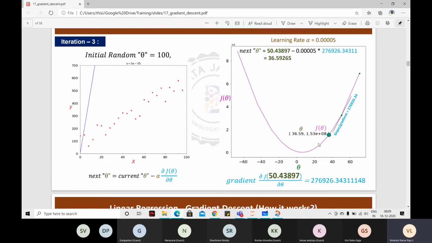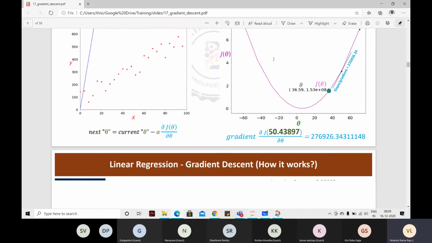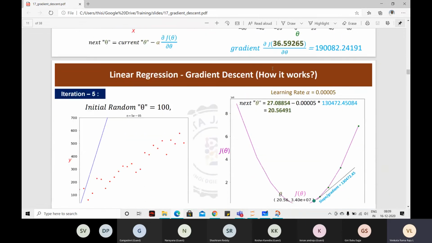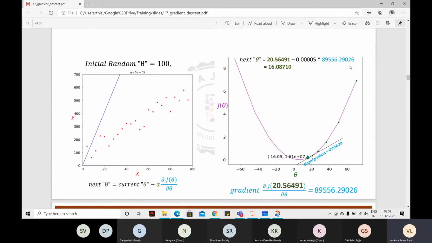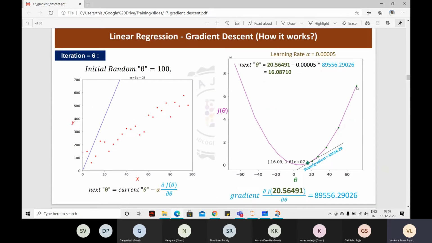Again, it became 36, 27, right? 20, right? Like that. It started somewhere here. The error was there when it was 70. Error was there when it was 50. Error was there when 36, 27, 20, right? 16. The error is actually reducing. What is on the y-axis? Error. We need to remember that.